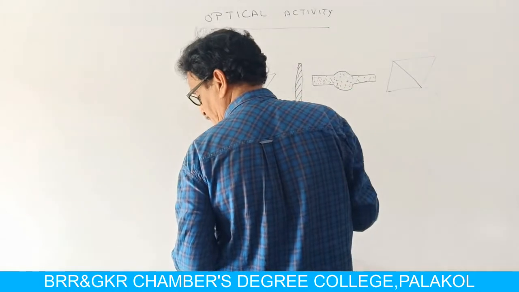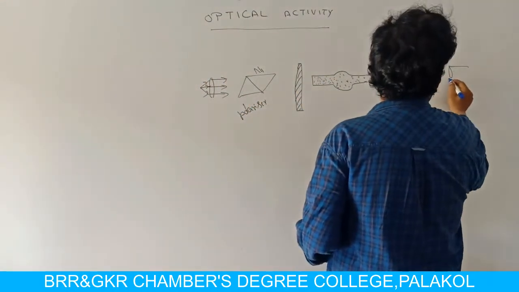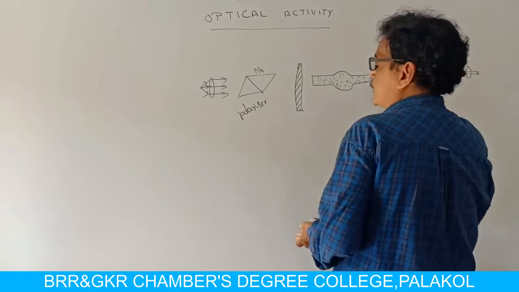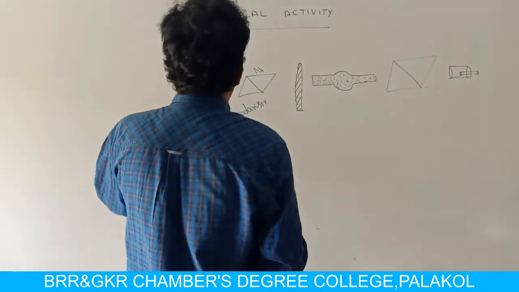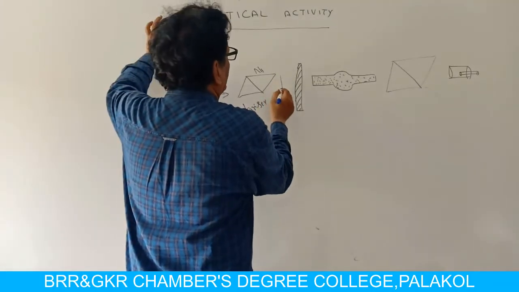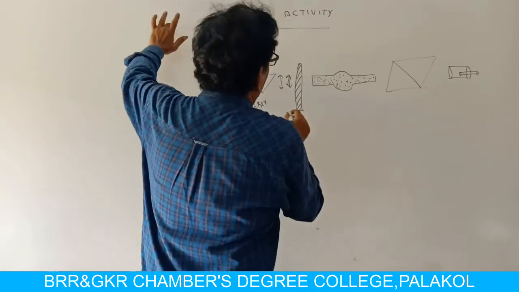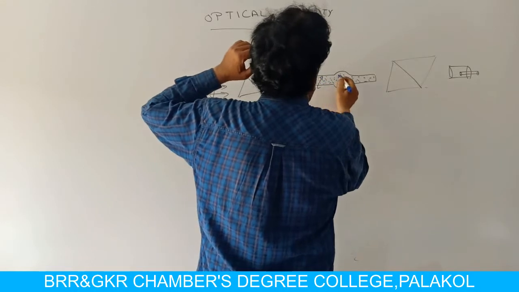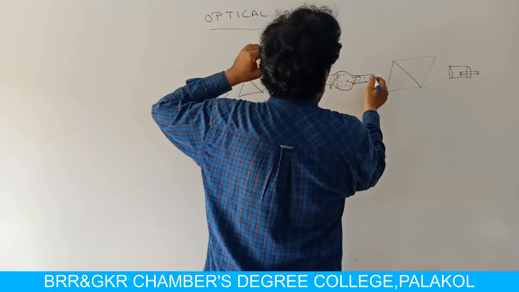So, this is the experimental arrangement. When the light is allowed to pass through the polarizer, the emitted light is plane polarized light. When it passes through an optically active substance, the plane of vibration gets rotated during its passage.